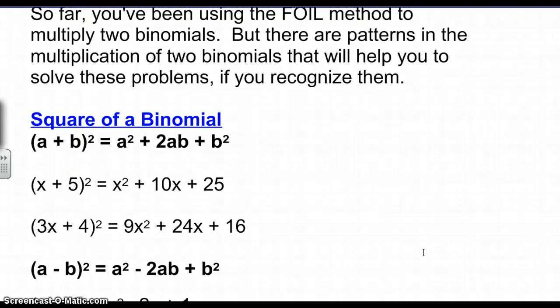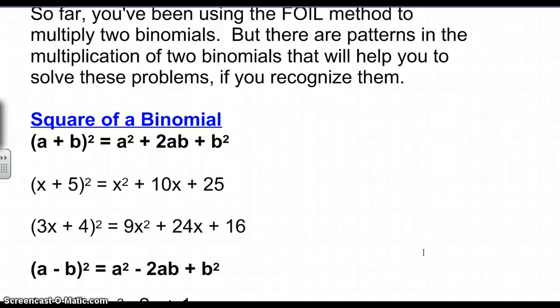So when you look at (x + 5) squared, that follows the pattern (a + b) squared. So you know the answer must be the first term squared, that's x squared, the last term squared, that's 5 squared, or 25, and the middle term must be 2 times x times 5, that's 10x. So it's x squared plus 10x plus 25.